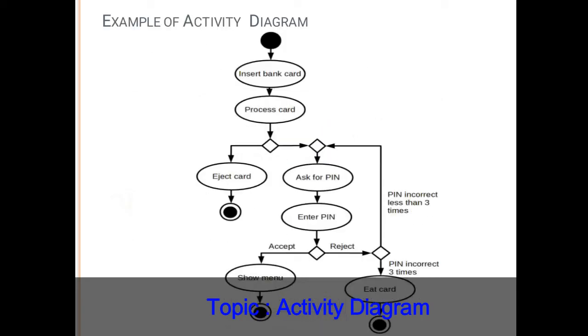Next, this is our example of an activity diagram. Let's start with understanding the activity diagram, and this activity diagram is about the ATM bank system. Here insert bank card is our activity, and this activity is mentioned within an ellipse symbol. Or you can also use a rectangle with rounded edges. So insert bank card is our activity. Then second, process card is also an activity.